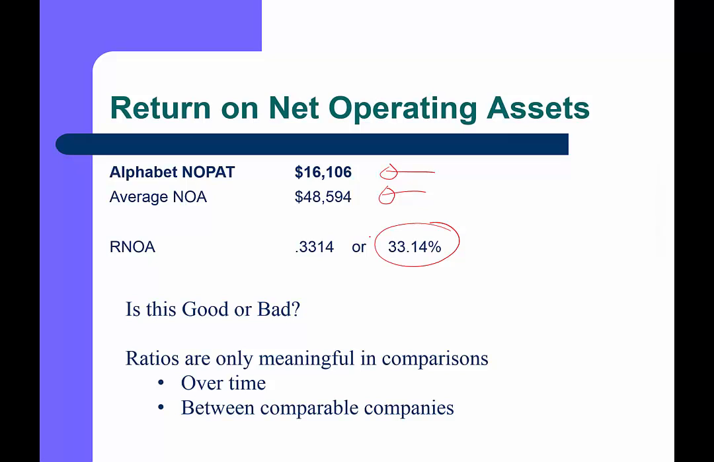Is that good? Is that bad? And the answer is, we don't know, not at this point. Ratios are only meaningful in comparisons. Another really important thing is that you can compare that over time. If you know this thing is increasing, then that's probably a positive sign. If it's decreasing, it's a negative sign. If you know that Google's competitors all have a higher number or lower number, that tells you something about whether this is a good or bad number. But for now, it is just a number that we'll look at later on.